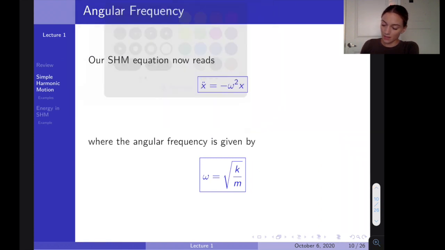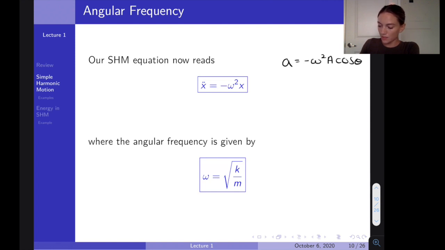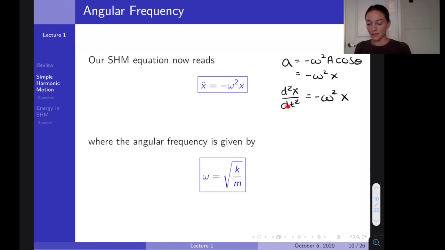So let me just rewrite that so that it's a little bit clearer. We had the acceleration, and here I'm only talking about the x component. We said the acceleration was equal to negative omega squared a cosine, which was equal to negative omega squared times the position x. So now we can see that we have this same differential equation, where the double derivative with respect to time is equal to a negative constant times the original function. So we have our simple harmonic motion equation, but instead of k over m, now we actually have omega squared.